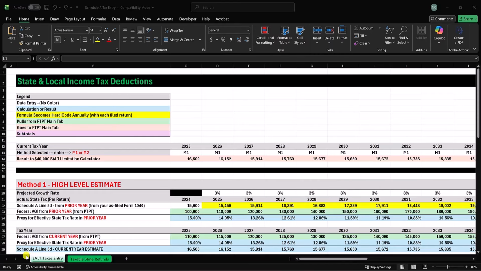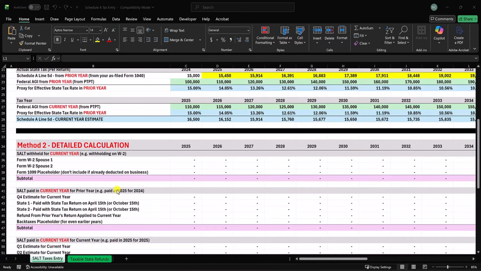And that is where our new tab right here is going to come into play. This is the SALT taxes entry. And this tab, which we're going to walk through right now, will be used to figure out what your SALT deduction is for any particular year. Okay, now on this tab, you're going to see two methods for figuring out what your SALT deduction is. Method 1 right here, we're going to call the high level estimate. And then if I scroll down a little bit, method 2 right here is going to be the detailed calculation. Now you will be able to use either one of these methods on a year-by-year basis. It doesn't have to be the same method for each year.